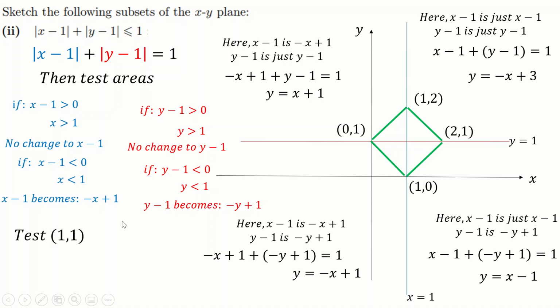So let's just test 1, 1. Does it do this? Yeah, it does. 0 is less than or equal to 1, so this is the area I want to shade, not the outside. I want to shade this region here.